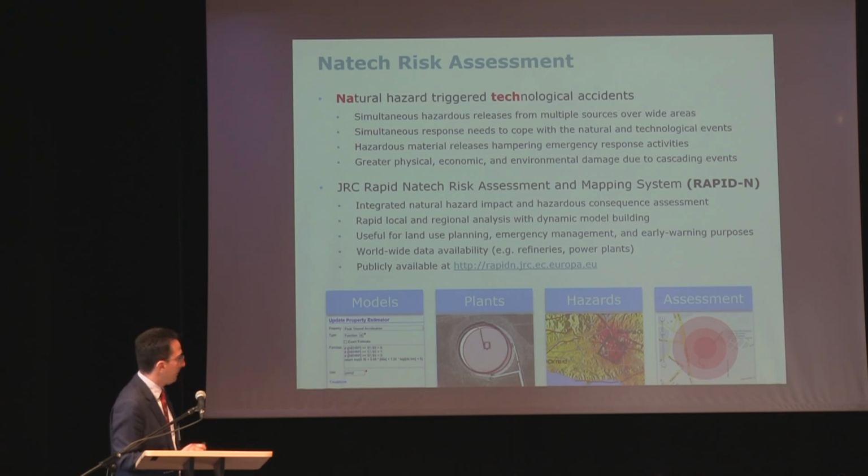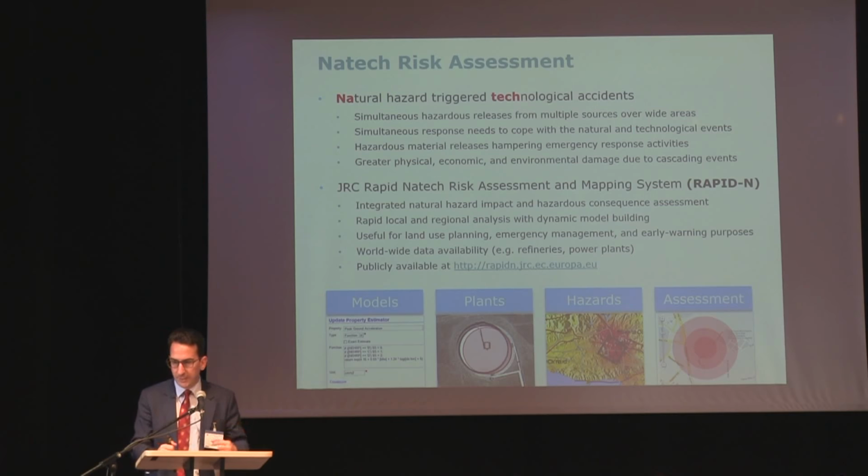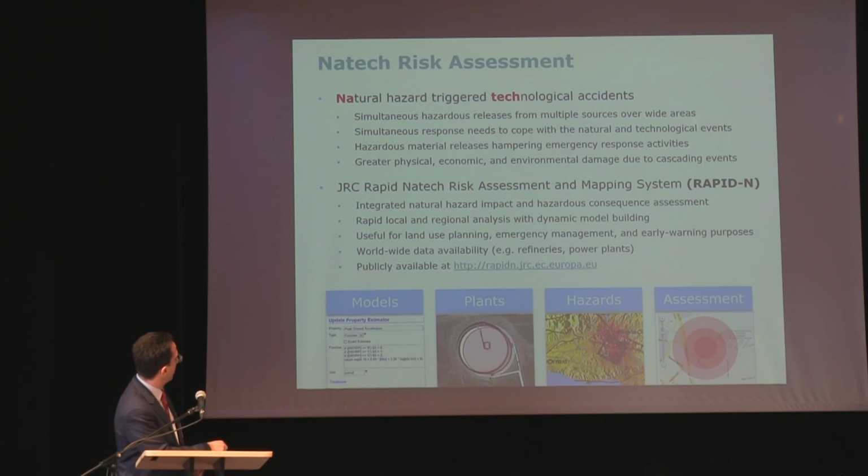With that in mind, my colleagues have developed RAPID-N, or what they call the Rapid NATEC Risk Assessment and Mapping System. I talked about that briefly yesterday. It's an integrated natural hazard impact and consequence assessment tool. It is available online, free to use. You can find out more at this link.